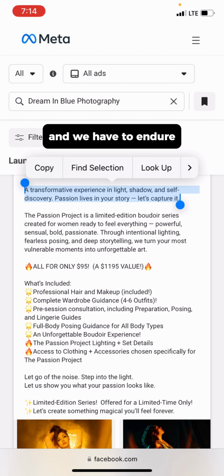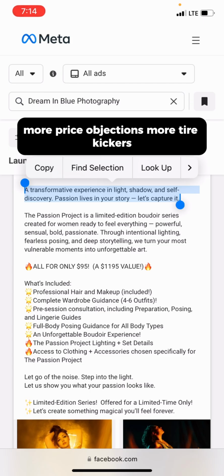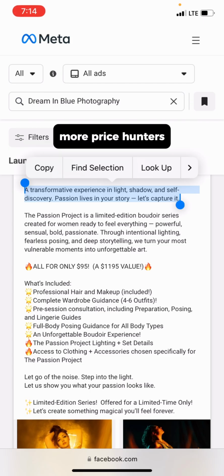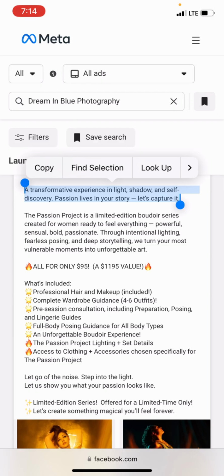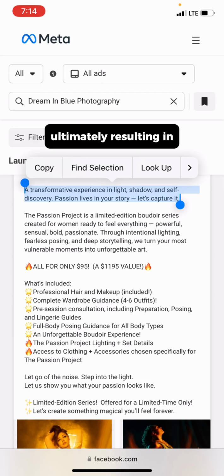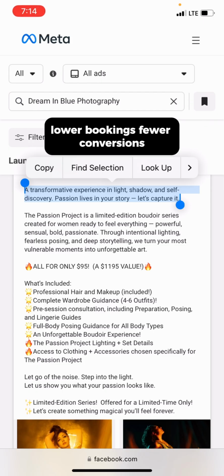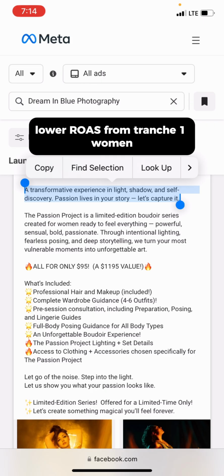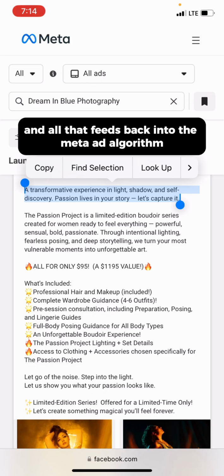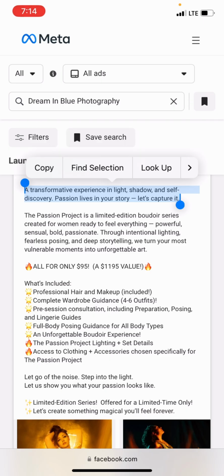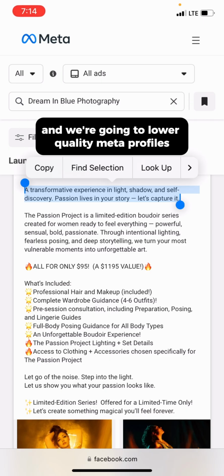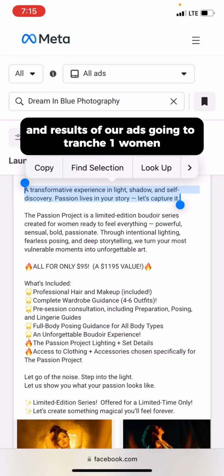And we have to endure more price objections, more tire kickers, more price hunters, more ghosting, more flaking, ultimately resulting in lower sales, lower revenue, lower bookings, fewer conversions, lower ROAS from tranche one women, and all that feeds back into the Meta ad algorithm to decide who our ads go to for tranche two, and we're going to lower quality Meta profiles because of our low initial metrics and results of our ad going to tranche one women.